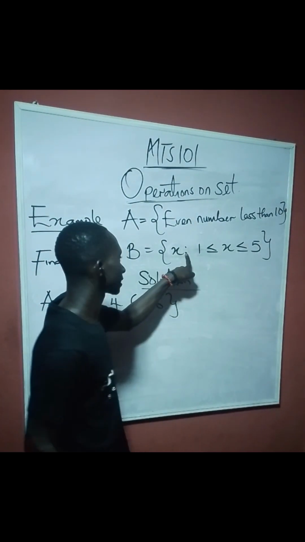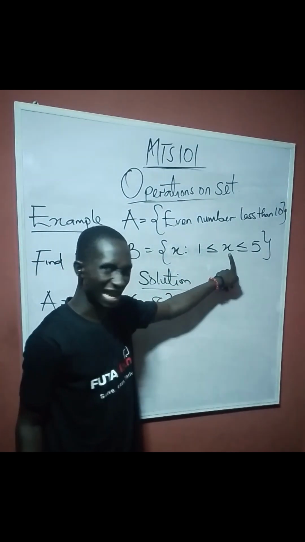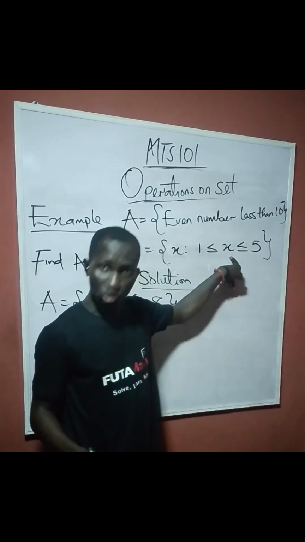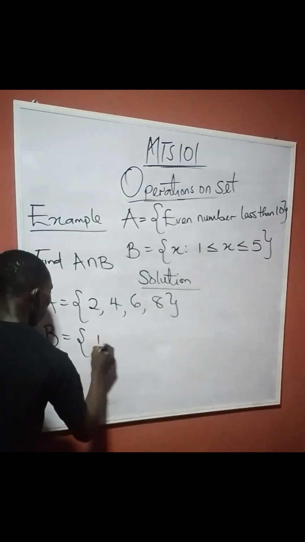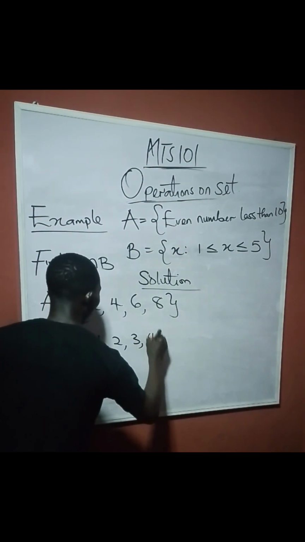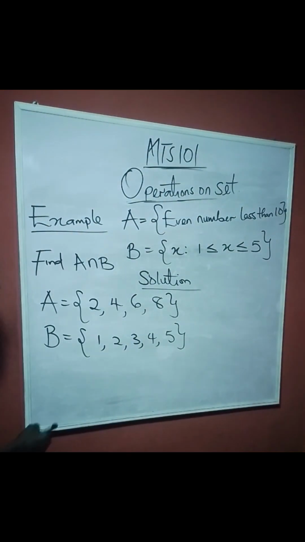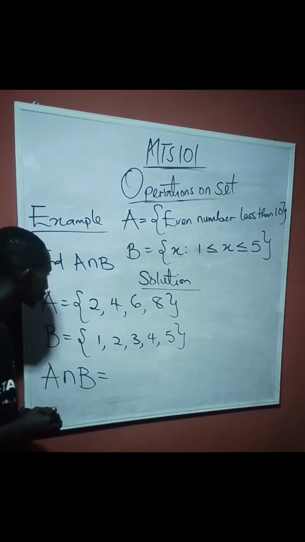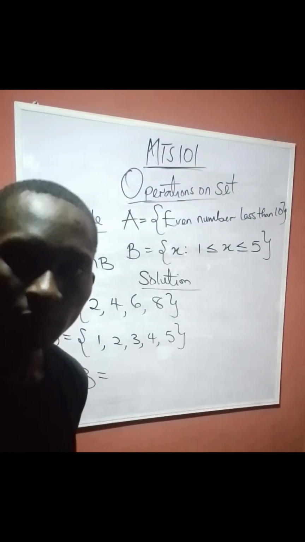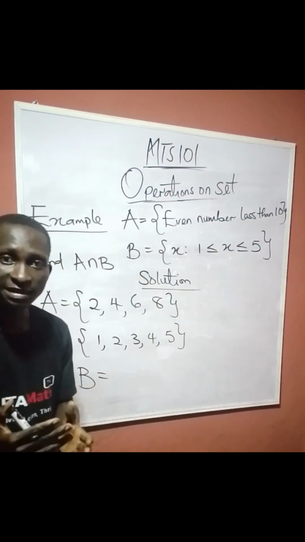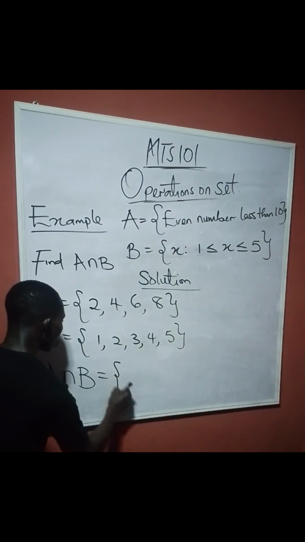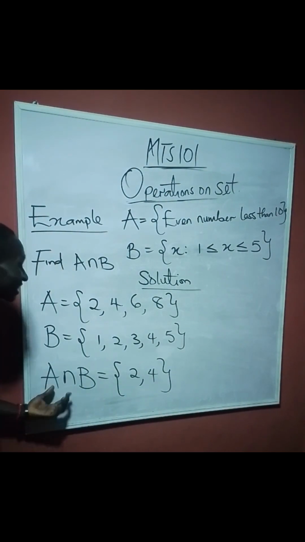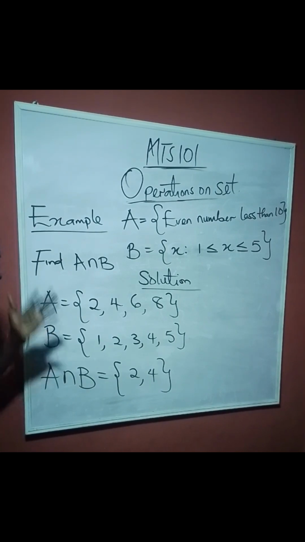Now B is defined by x, such that 1 is less than or equal to x and x is less than or equal to 5. That means 1 to 5, right? 1, 2, 3, 4, 5. Now, what is A intersection B? Intersection means what? Bringing the common elements in both sets, right? So the common elements in both sets will just be 2 and 4. Great. That is the intersection of A and B.